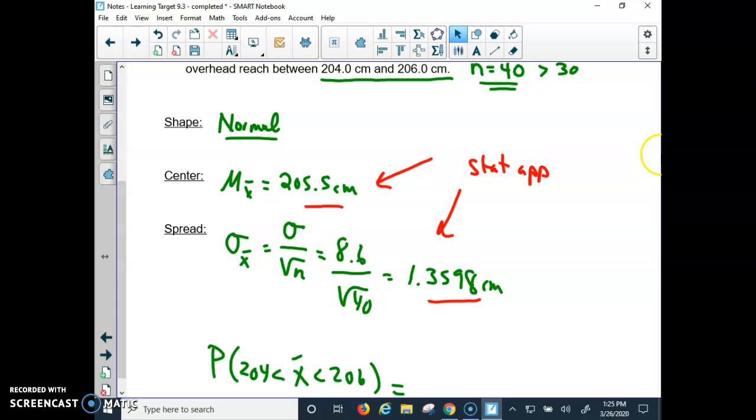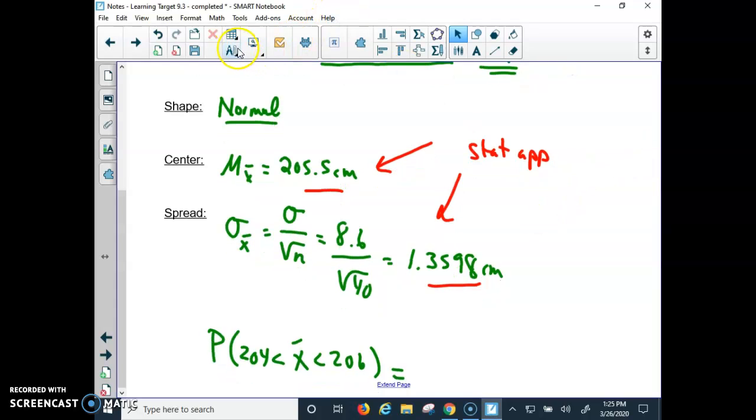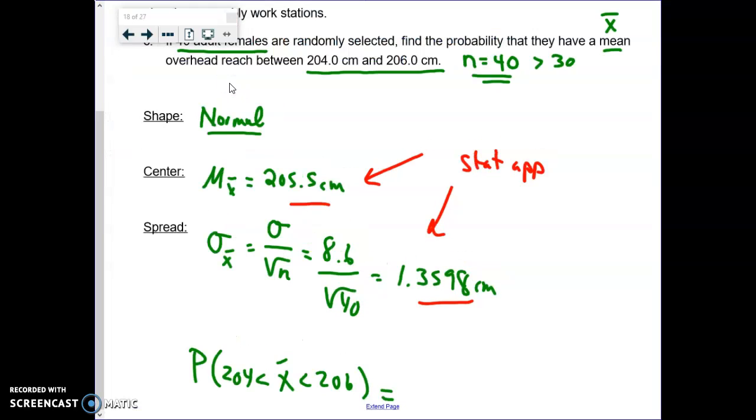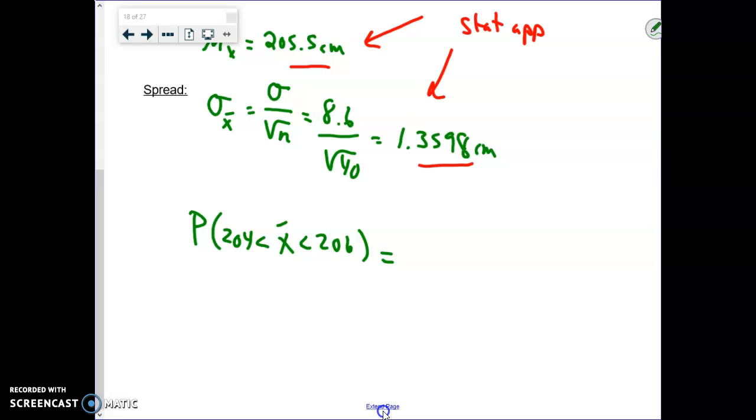So if we do that, we just change our percentage to a probability, which would be 0.5085. There you go.